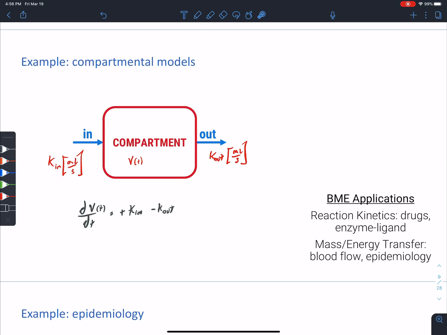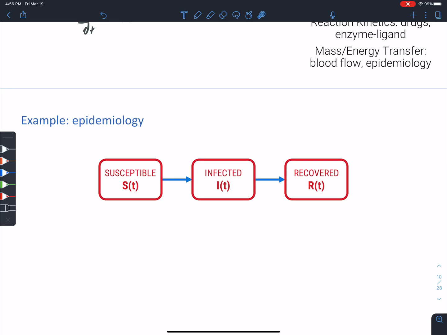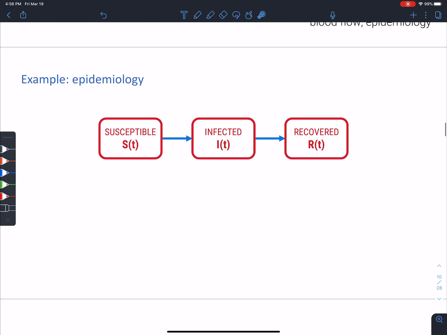And there are many applications of this. Epidemiology is one of them. Modeling chemical reactions for drugs, enzyme ligands, mass transfer, blood flow, and many others. So here, let's look at this particular example, right? And this is something we're going to see a little bit later on as well, where we're talking about epidemiology. This is also sometimes called an SIR model. And SIR stands for susceptible, infected, and recovered, right? So this is where SIR comes from.